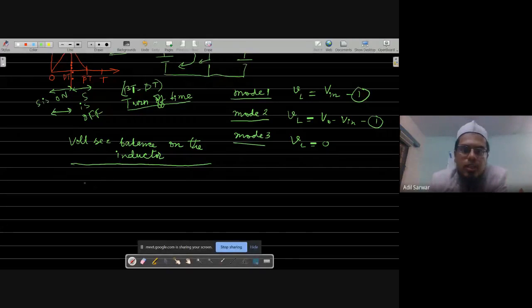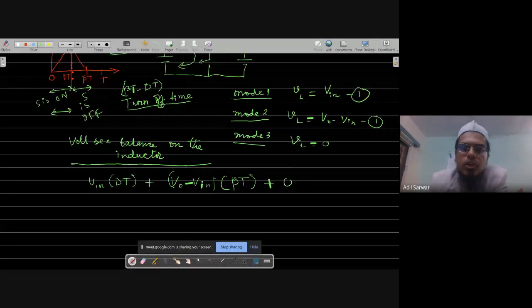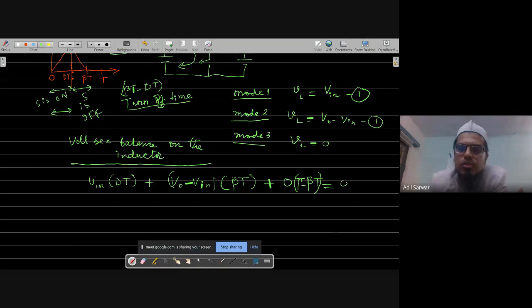Let's apply the volt second balance. So when in mode 1, the inductor voltage is V in, and the time for which this mode is applied is dt. Plus in second mode, the inductor voltage is VO minus V in, and the time is beta t. And in third mode, 0 into the time, which is t minus beta t. And this has to be equal to 0. So this is the volt second balance. Average inductor voltage is 0 in one complete cycle.